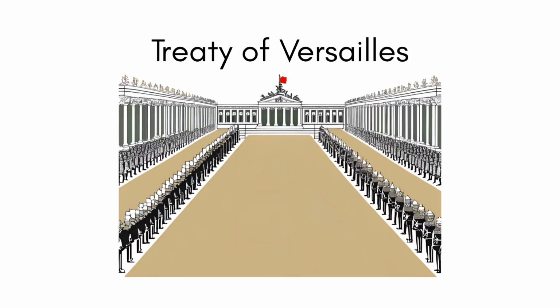Let's start in 1919. World War I is over, and the victorious Allies, Britain, France, and the US, meet in Versailles to decide Germany's fate. The Treaty of Versailles was meant to secure peace, but instead, it planted the seeds for another war. Germany was forced to accept full blame for the war, pay crippling reparations of $33 billion, about $400 billion today, and lose 13% of its territory, including key industrial regions.